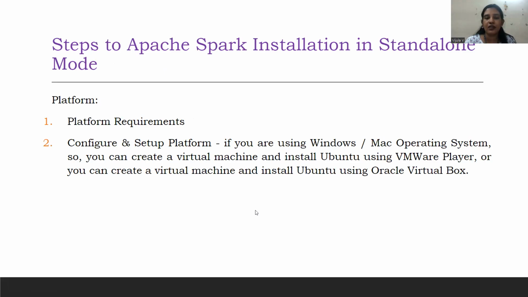So the next one is the platform. The first thing is the platform requirements, and the second one is to configure and set up the platform. If the user is using a Windows or Mac operating system, they can create a virtual machine and install Ubuntu using the VMware Player, or the user can create a virtual machine and install Ubuntu using Oracle VirtualBox.